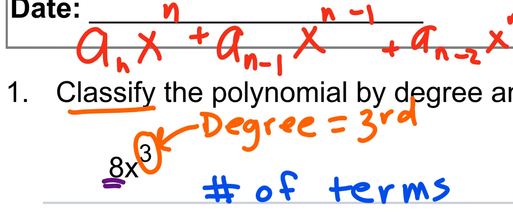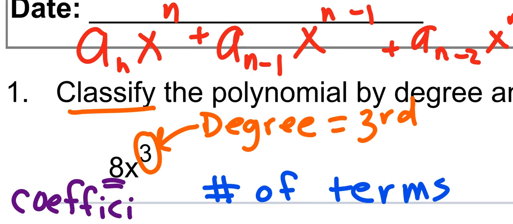This value right here will come in handy in a while. We call it the coefficient. So when you hear me use that term coefficient, I'm referring to that number. It's the multiplier on the term.